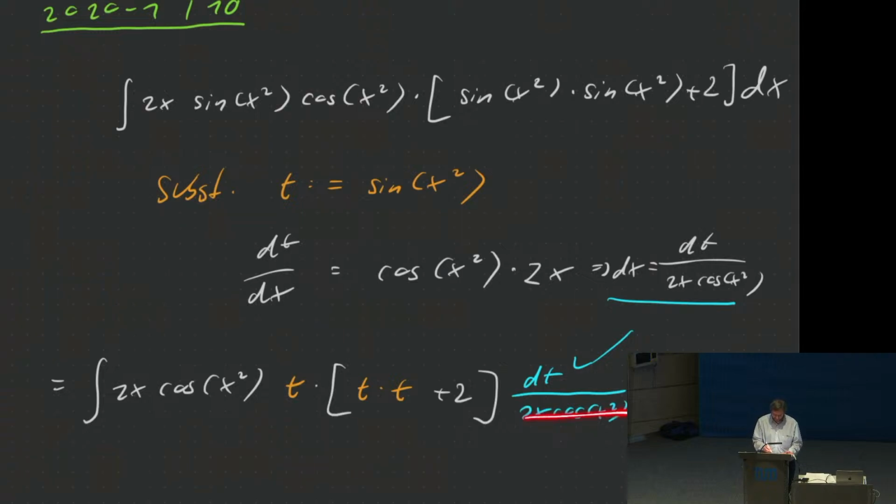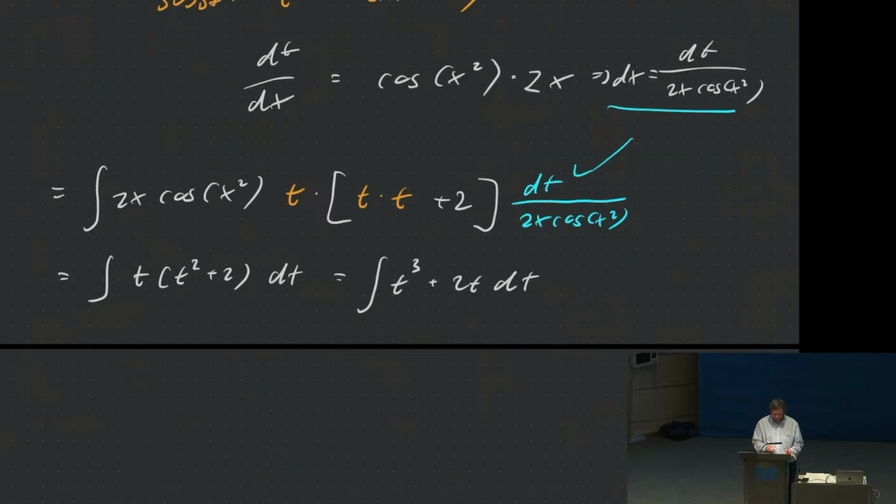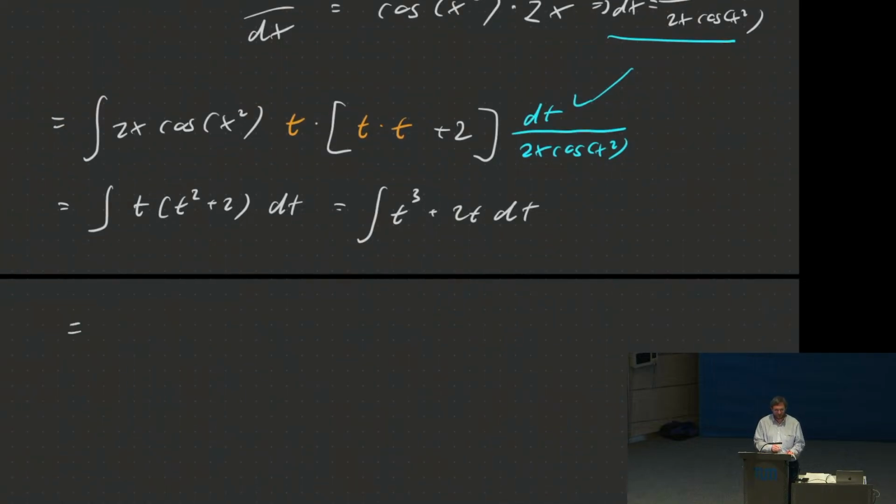And what happens is, well, this term cancels out. And what am I left with? Well, what I'm left with is t times t squared plus 2 dt. Or even more easily, t to the third plus 2t dt. Well, that is easy to integrate. I hope you agree with that. So what we get here is t to the power 4 over 4 plus 2t squared over 2. So the 2 cancels out, left with t squared plus some constant.